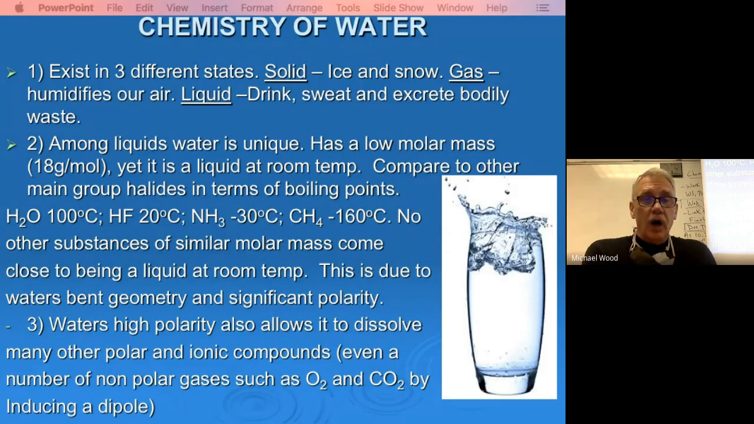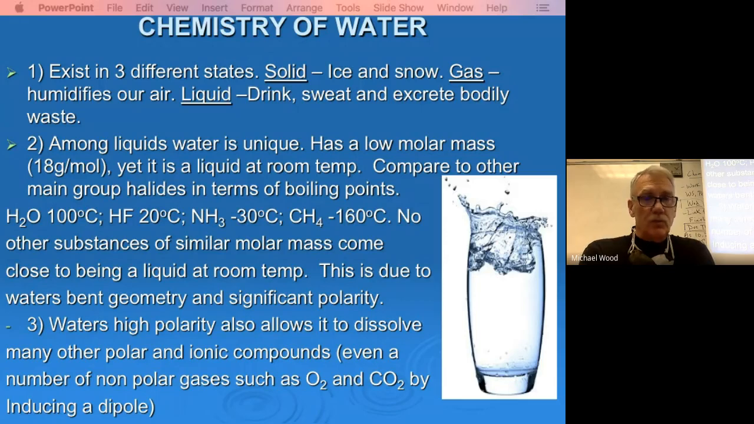Among liquids, water is unique. It has low molar mass, yet it is a liquid at room temperature. Compare that to the other main group hydrides. So what I'm talking about is the main group: if we're looking at oxygen, fluorine, nitrogen, elements in the same row with hydrogen, and if you look there, water is really unique. It doesn't follow the pattern at all. No other substance of similar molar mass comes close to being a liquid at room temperature. This is due to water being bent and having significant polarity.